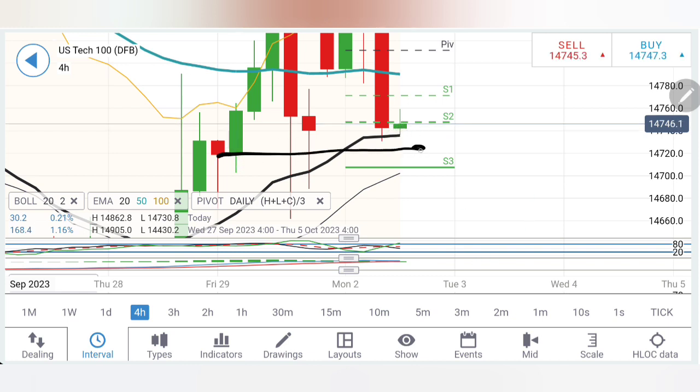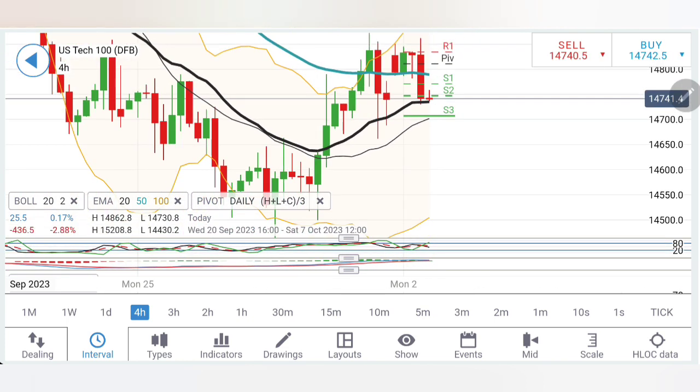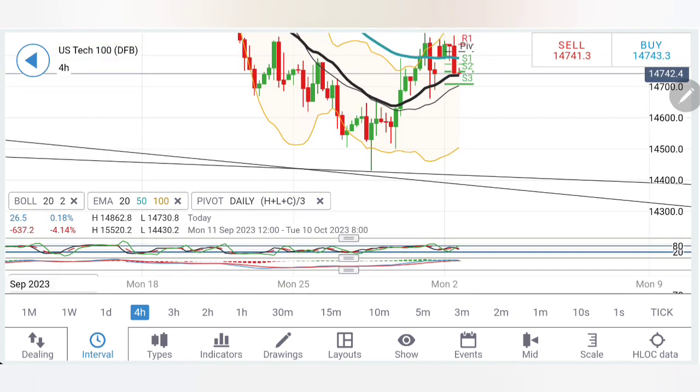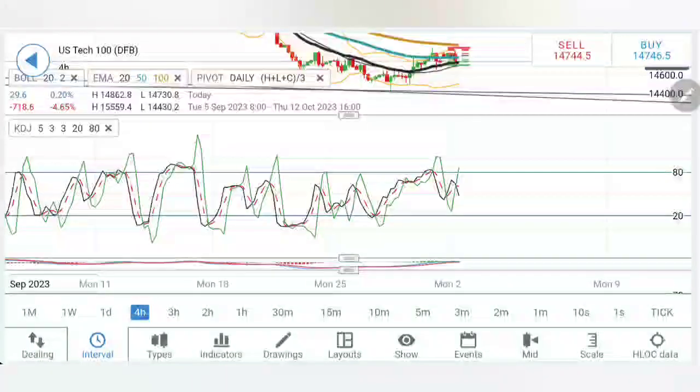That is where 14,720, 700 zone will come into picture, below which certainly one can look forward to 680, 650, 630, and yes, 600. Very strong support levels on the downside here, breaking below which you can say that Nasdaq 100 is going to yield a strong bearish momentum, where one can look forward to in fact 14,400 levels as well, if not today, possibly by tomorrow.